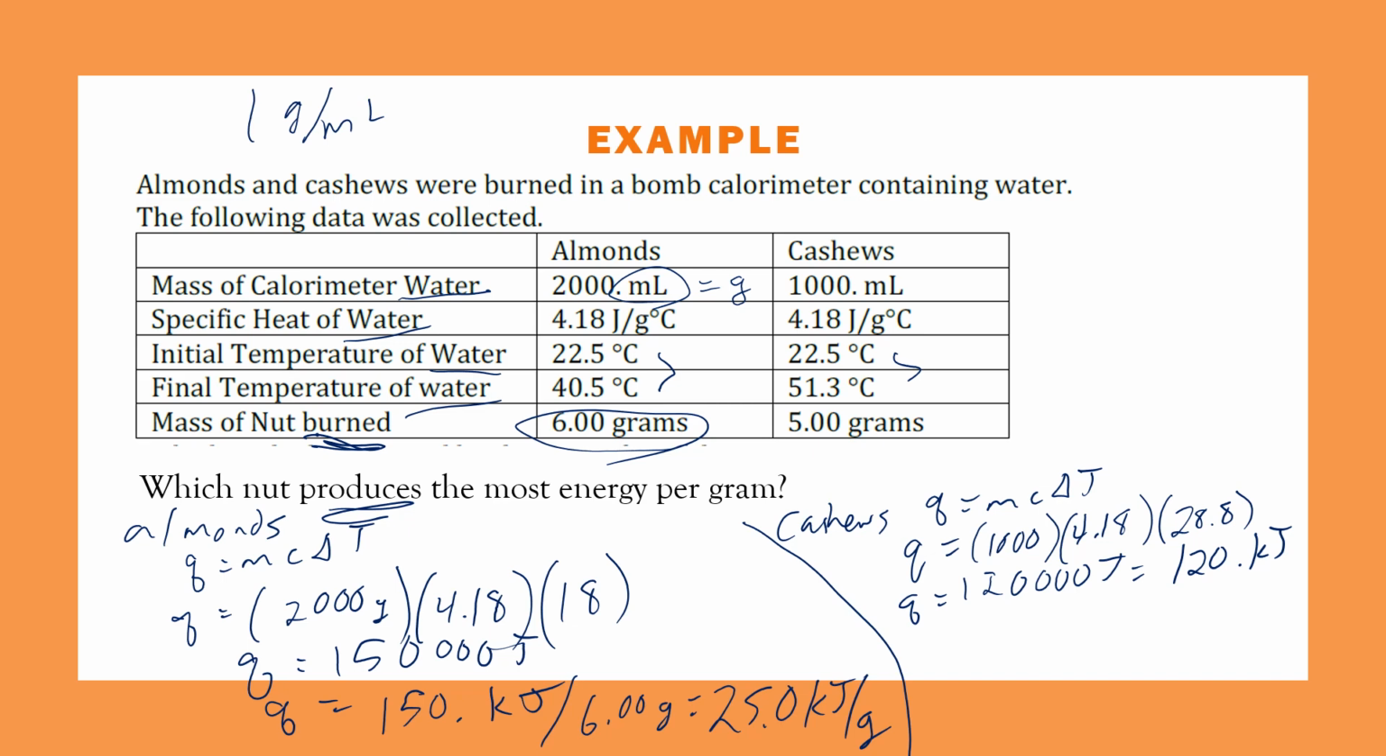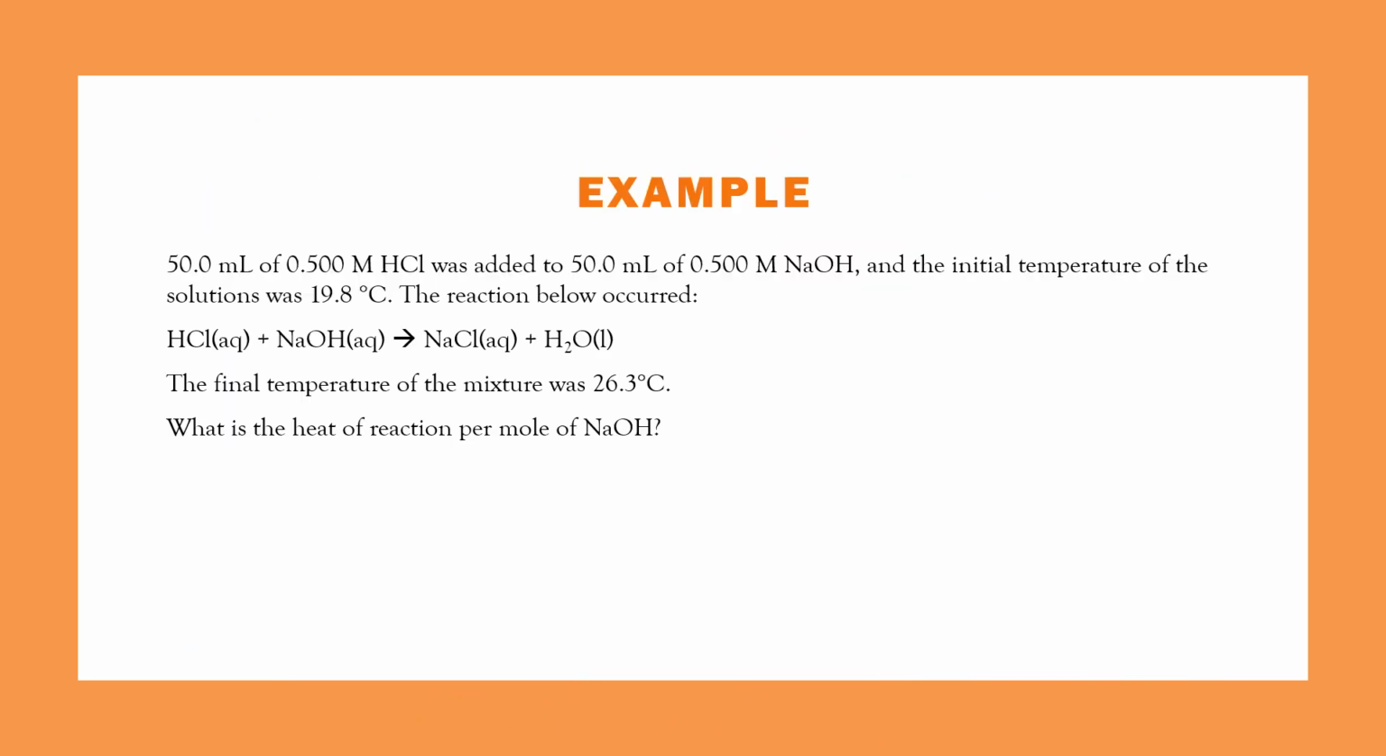And then I can divide by the mass of the nuts to get, so for cashews, it's 24.0 kilojoules per gram. And again, that's how much energy is released per gram of cashews, but I don't need to include the negative because of how the question is worded. So if I compare those two, almonds produces more energy per gram, or releases more energy per gram.